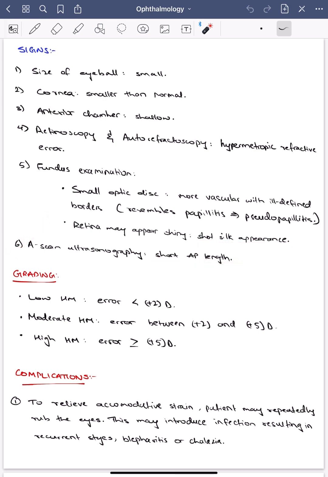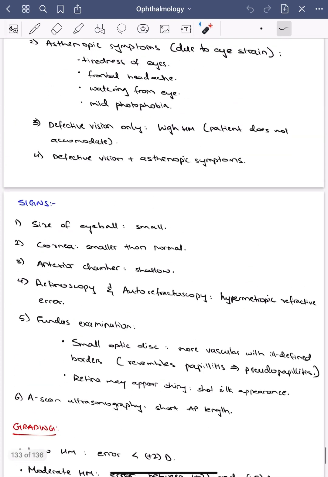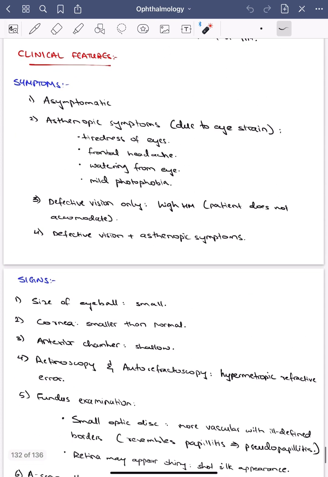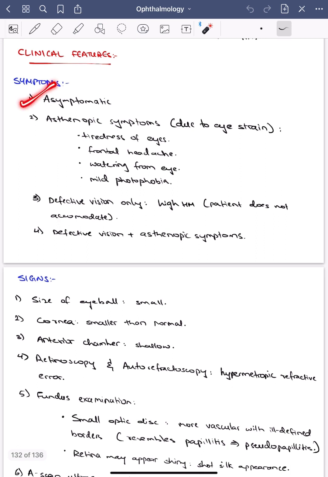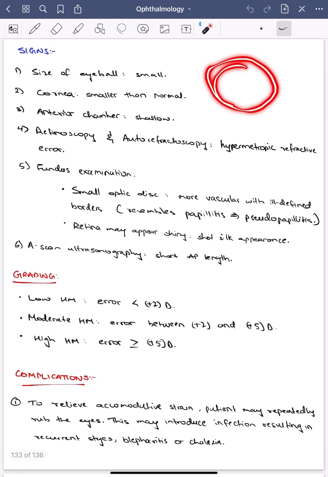So these are the signs and symptoms of hypermetropia. So remember the symptoms again: asymptomatic, asthenopic, defective vision, or a combination of both defective vision and asthenopic symptoms. And remember the asthenopic symptoms as tiredness of the eyes, frontal headache, watering from the eye, and mild photophobia. Signs due to a smaller eyeball, that is small eyeball, small cornea, shallow anterior chamber. Retinoscopy shows hypermetropic refractive error, in fundus examination you see pseudopapillitis and short silk appearance, and in A-scan ultrasonography the anteroposterior length is shortened.